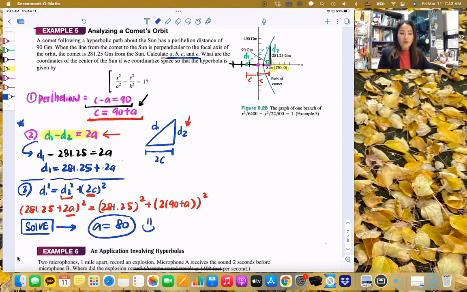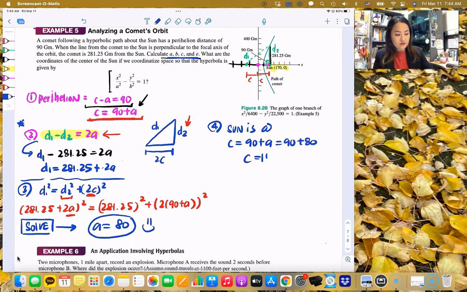Woohoo! Now, that makes sense because look, a is 80, and we know that this is 170. That means from here to here, we know it's 90, right? So we know it's 170 if we have 80 here. So a is 80, and we also know that here. So we can conclude, fourth, sun is at, C is 90 plus A, right? And we got that A is 80. So we know C is equal to 170. So sun is at 170, 0 position. And that's our fourth step.